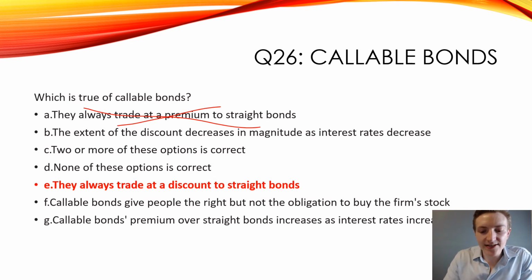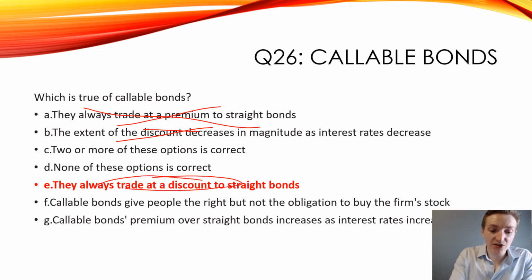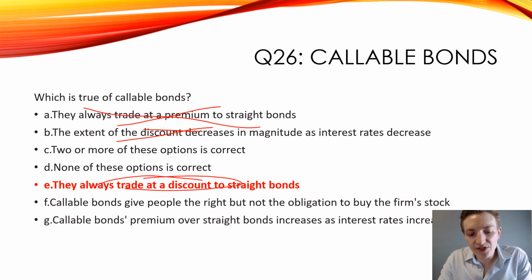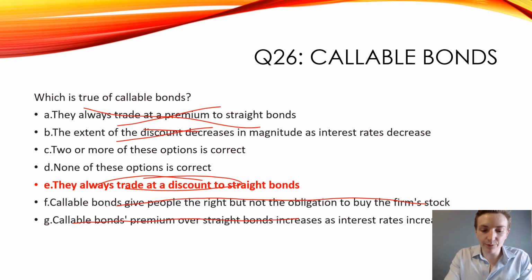The next one is, the extent of the discount decreases in magnitude as interest rates decrease. That in fact is wrong. The reason for that is, as interest rates decrease, the bond is more likely to be called. As such, the magnitude of the discount actually increases as yields decrease. So therefore B is wrong. E is they always trade at a discount to straight bonds. That's right, as I just said. The next one is F. Callable bonds give people the right, but not the obligation, to buy the firm's stock. Totally wrong, not even relevant here. The final one is callable bonds premium over straight bonds. Well, they don't trade at a premium, so that's wrong. So therefore, only E is the correct answer to this question.